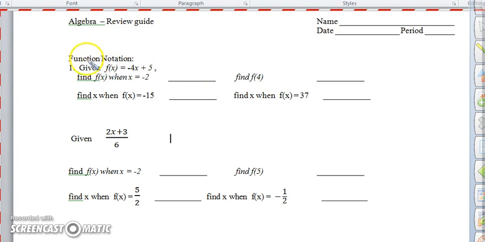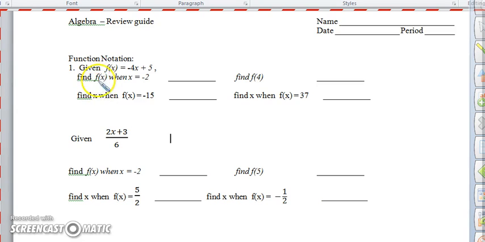Okay, so our first section is about function notation. So this is our function notation, f of x equals negative 4x plus 5. So when we look at these problems, we're either substituting x in, or we have the function equal to something and we're solving for what x is.